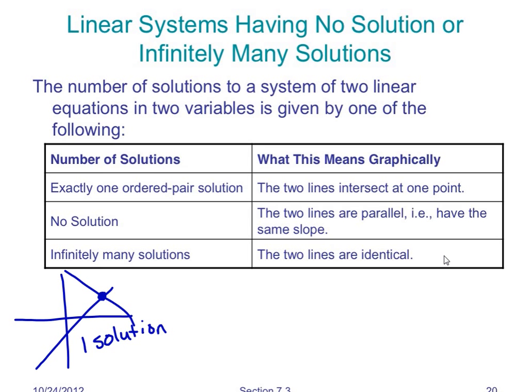But that's not the only possibility for 2 lines. Suppose I have this line here and this line here.